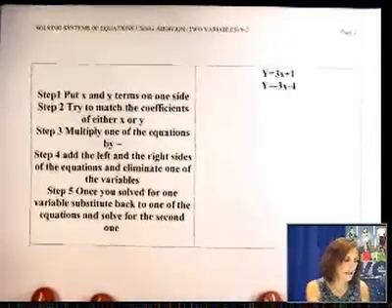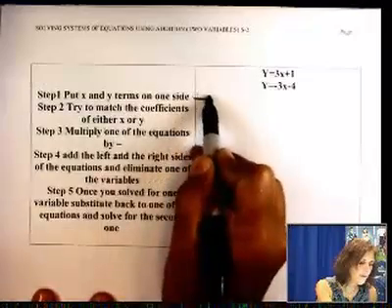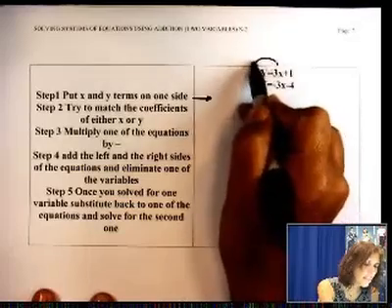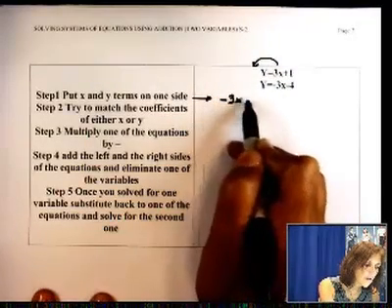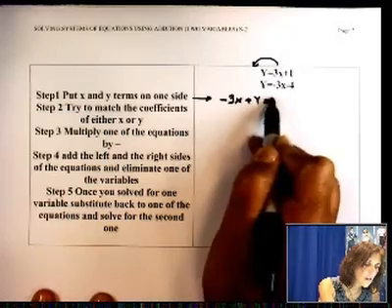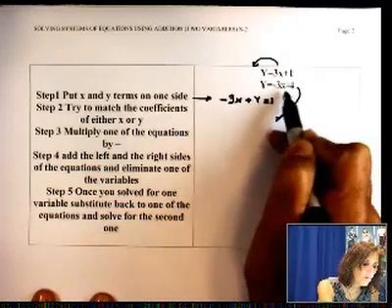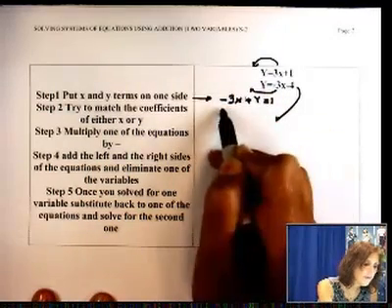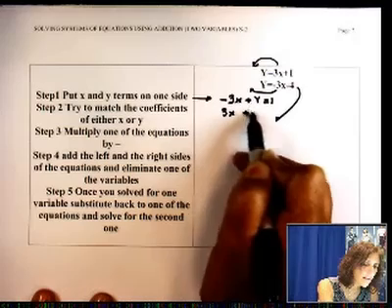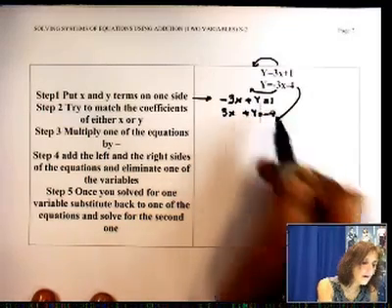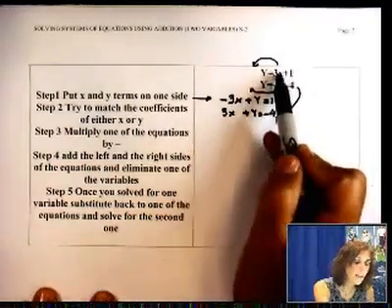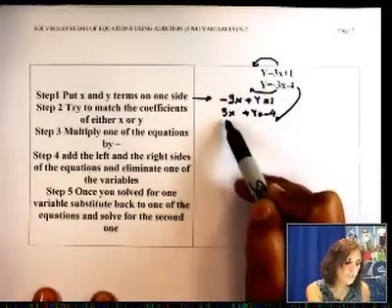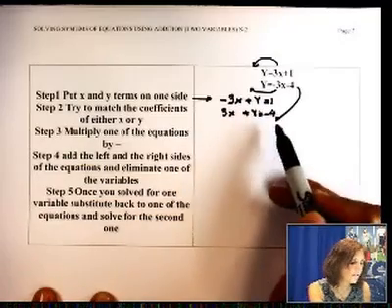Okay, here it is. The first step: put x and y terms on one side. So I'm going to move the 3x to the left. And this one, I'm going to move this 3x to the left as well. Now, this is what I have. I moved that 3x to the left, which became negative 3x. And this negative 3x to the left, which became positive 3x. And I changed nothing else.